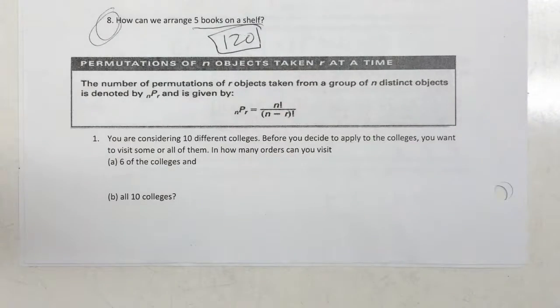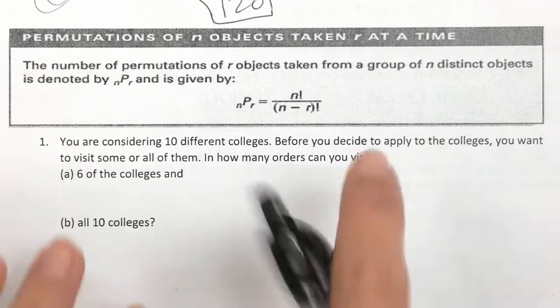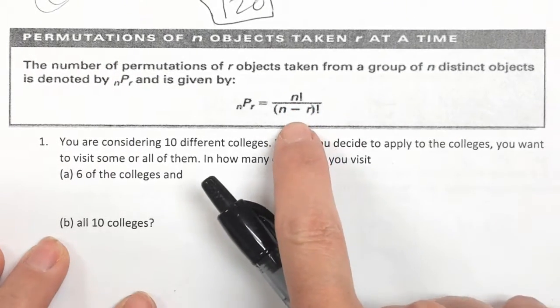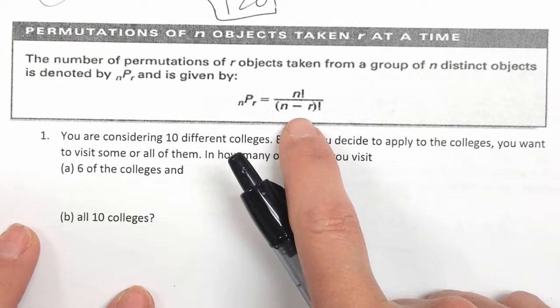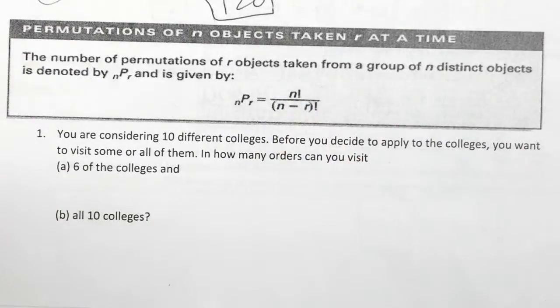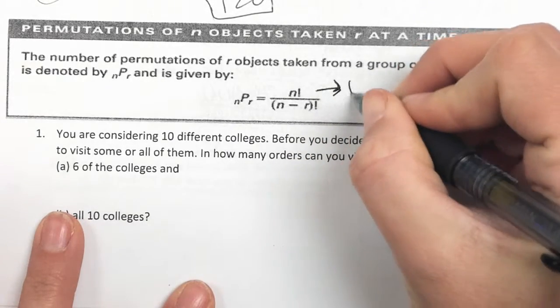objects taking r at a time. And there's the formula right here: n factorial over n minus r factorial. And n in the problem is always going to be your bigger number. So that's the easy way to remember it. Right under n, or put an arrow out to the side, bigger number.